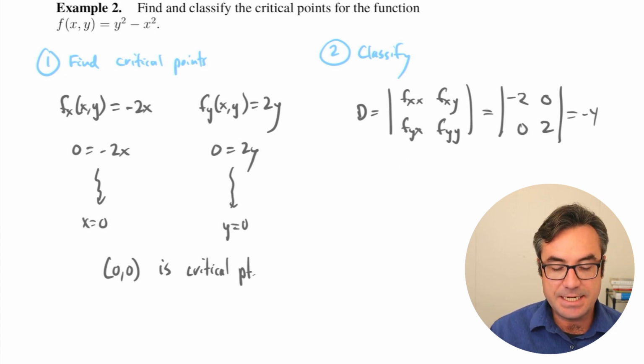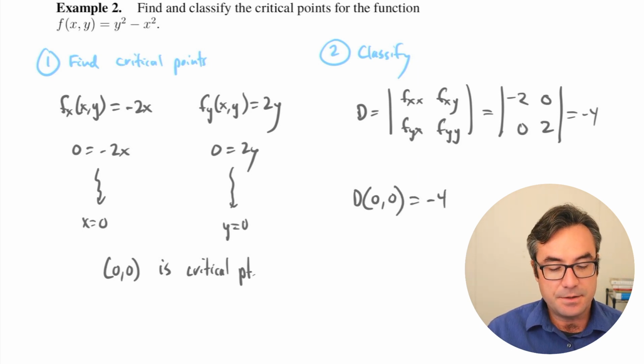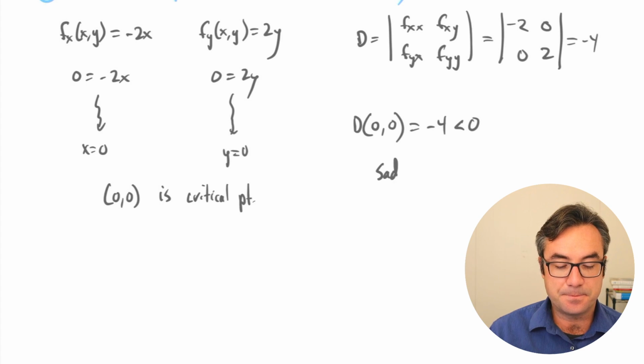Since D at this critical point is negative 4, the D value here is negative, which means we have a saddle point at the origin.